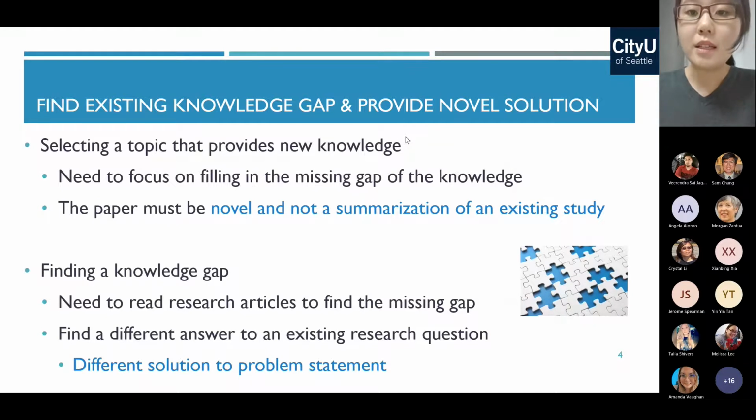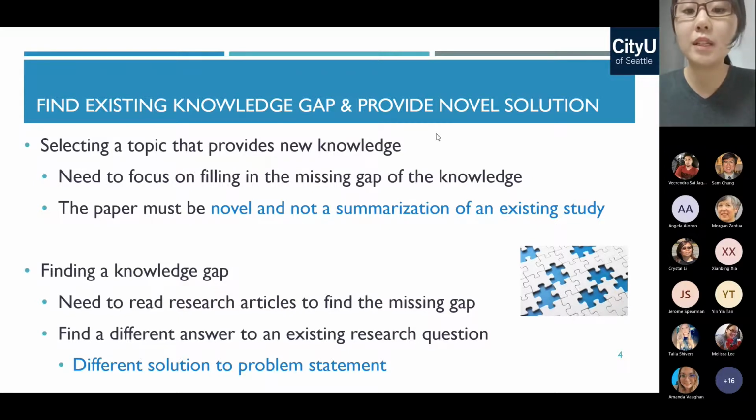And there are many challenges with selecting a good topic. One is you will need to provide new knowledge. This means not a summarization of an existing study. You probably have written reports before in other classes where you would research and organize your findings. Unlike those reports, you would need to provide something novel. However, finding a knowledge gap is very difficult because this is only a 10-week course.